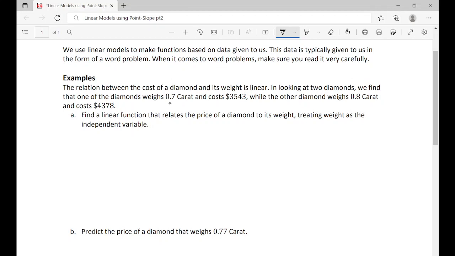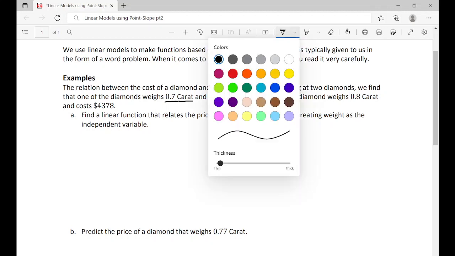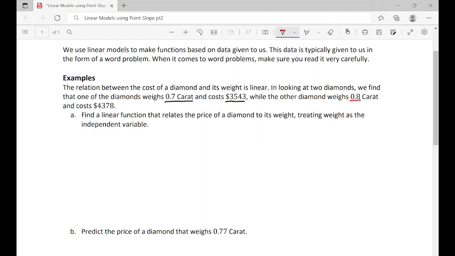So 0.7 carat is paired with 3,543, and 0.8 carat is paired with 4,378. So when writing out a set of ordered pairs, we can say that 0.7 and 3,543, one ordered pair down there, and then 0.8 and 4,378 is our other ordered pair.